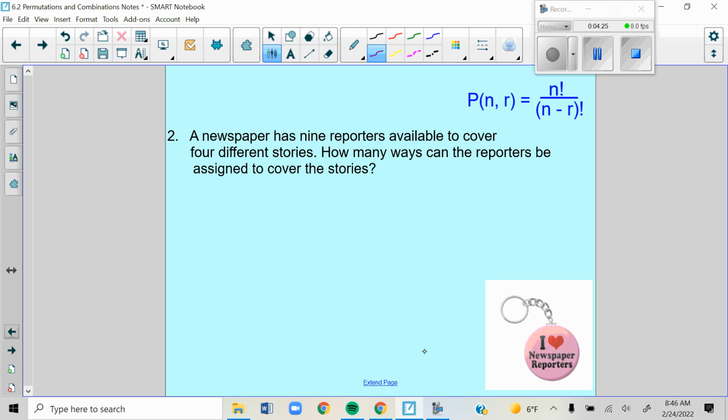Oops, skipped one. All right, a newspaper has 9 reporters available to cover 4 different stories. How many ways can the reporters be assigned to cover the stories? So I'm assigning them to a specific story. So my n is 9, not 8. And I'm assigning 4 of them, so that's my r. So 9 factorial over 9 minus 4 factorial. So you can type that into your calculator, you can do it out by hand, or you can type it in using your permutations formula in your calculator. So I'll give you a moment here to do that calculation.